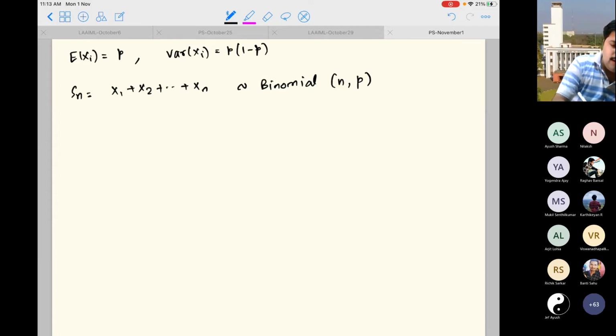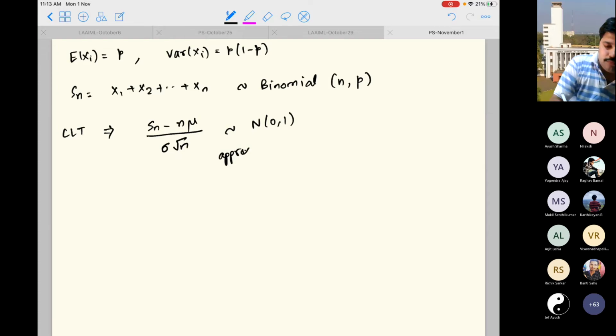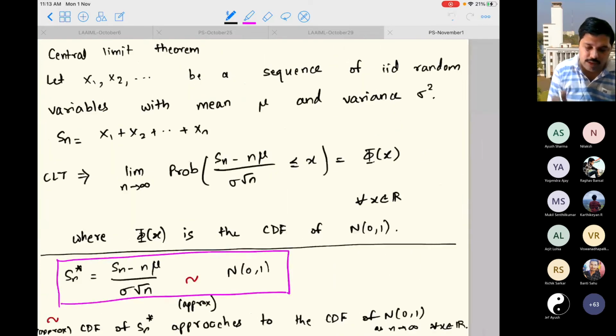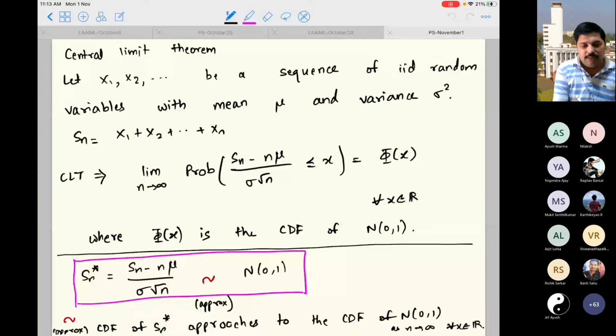But what is the central limit theorem saying? CLT implies that Sn minus n times mu, divided by sigma into root n, follows normal 0, 1 approximately, right? This is what the central limit theorem says. The central limit theorem is saying Sn star, which is nothing but Sn minus n mu divided by sigma root n, follows a normal random variable with 0, 1 approximately, because of this particular statement.